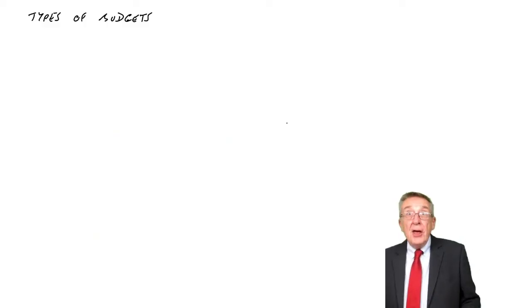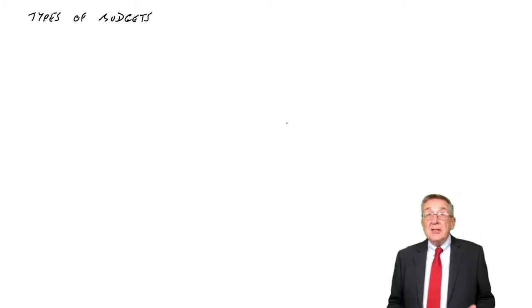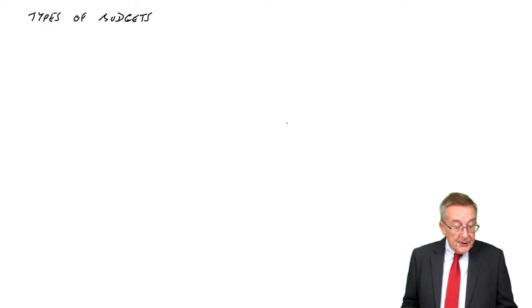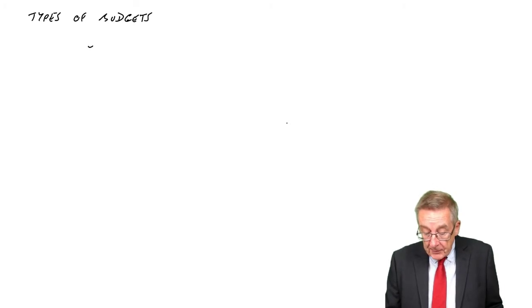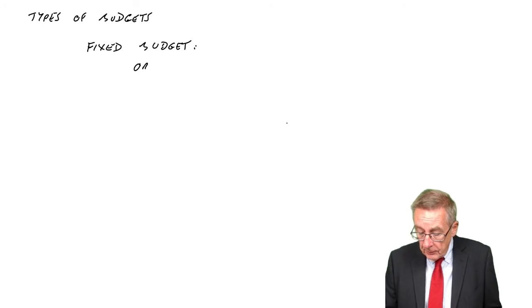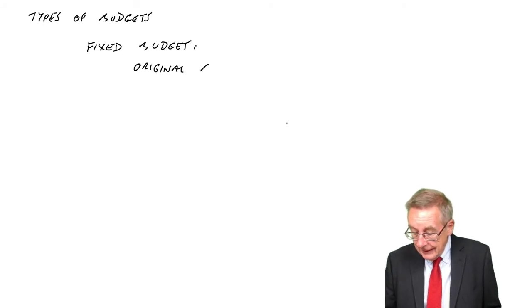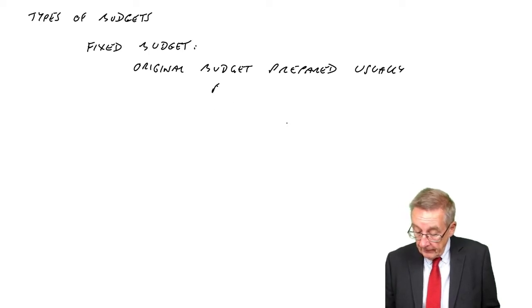All right, this is the third lecture on budgets, and you'll see on the next page, paragraph 7, the types of budgets: fixed, flex, and flexible. Now, the fixed budget is what we normally think of as the budget. It's the original budget prepared usually for the coming year.